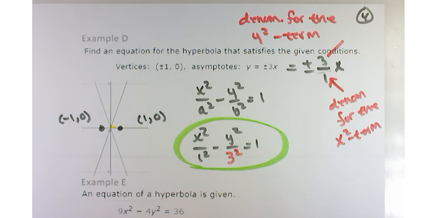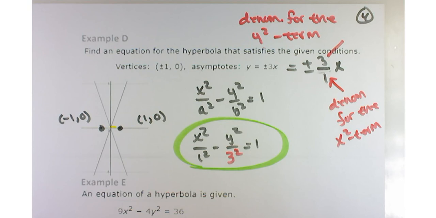Looking good on that one. How are we doing here? Hanging tough with me so far? Okay, let's do one last one like this. We'll do it all the way through, including the graph, finding the foci, and the vertices and asymptotes.